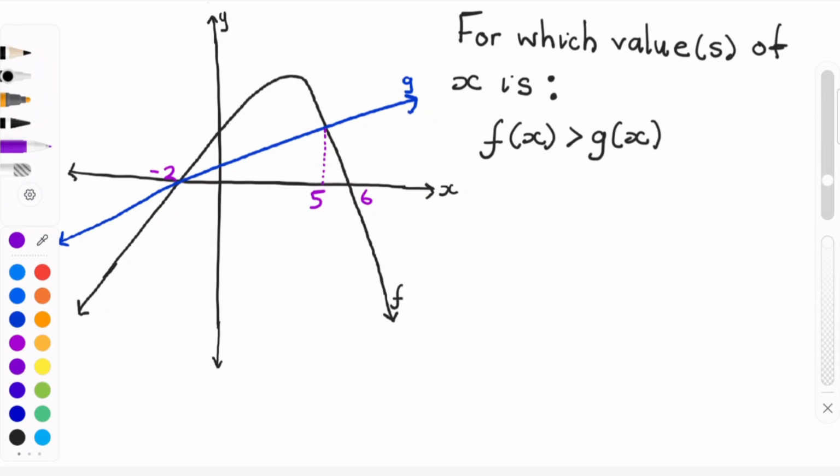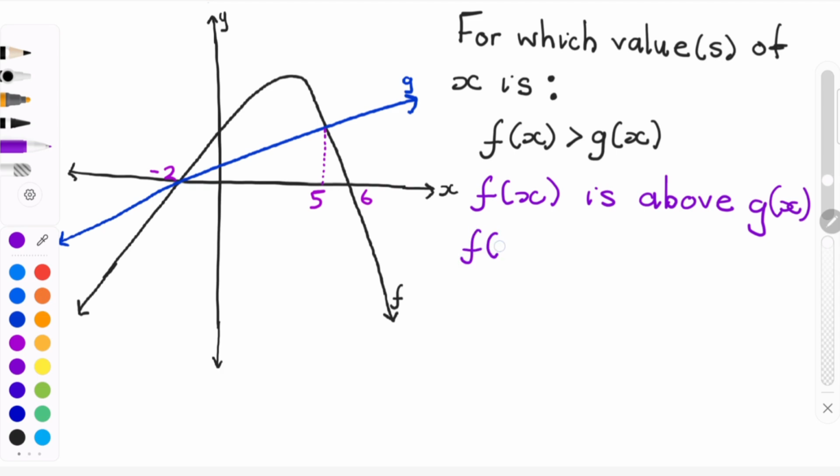Which value of x is f of x greater than g of x? So this means that f of x is above g of x. This also means that f of x is on top of g of x.